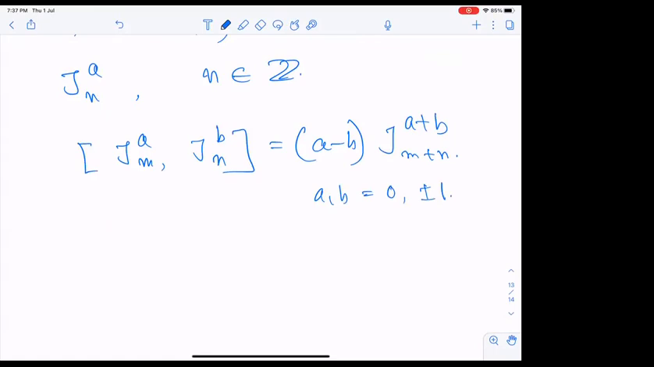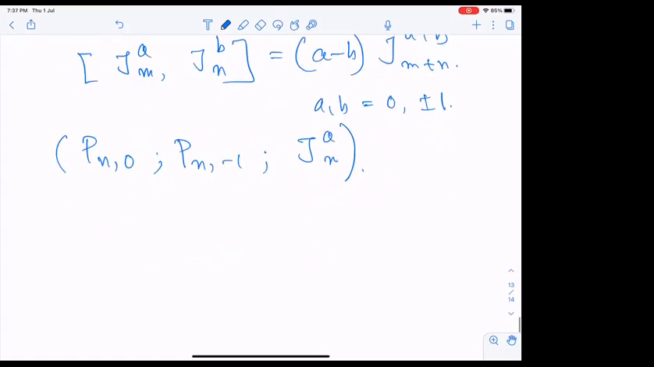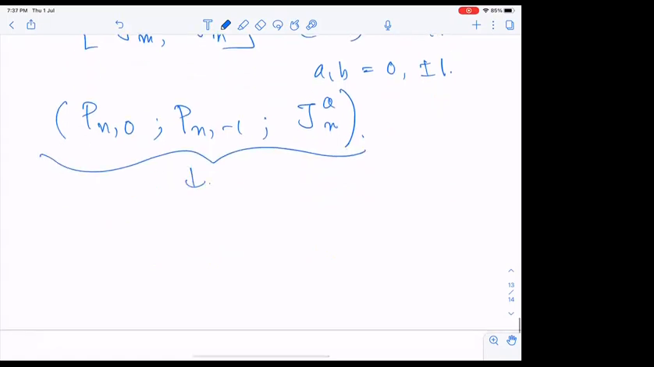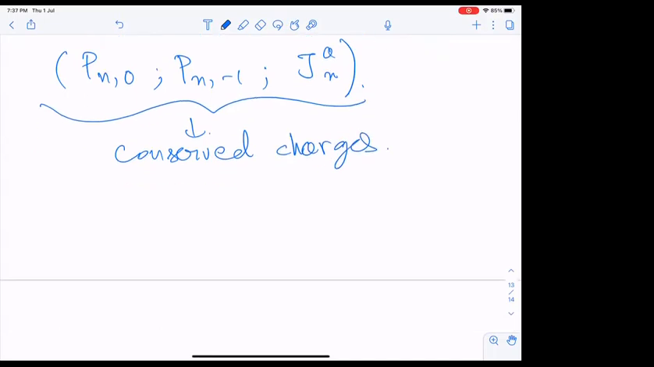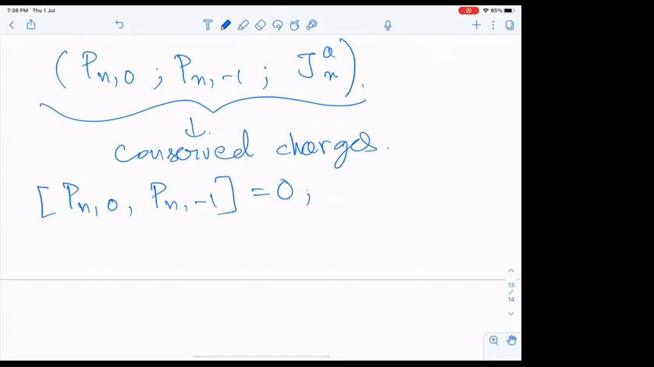Okay, now we have all these things. So we have super translation, and these are SL2C bar current algebras. So this is P_n^0, P_n^{-1}, and then you have this J_{a,n}. Okay, so these are basically the conserved charges, and you have an infinite number of them. And what is their algebra? The point is that they commute. So P_n^0 and P_n^{-1} of course commute, and that is the property of the super translation. And then this one is this.